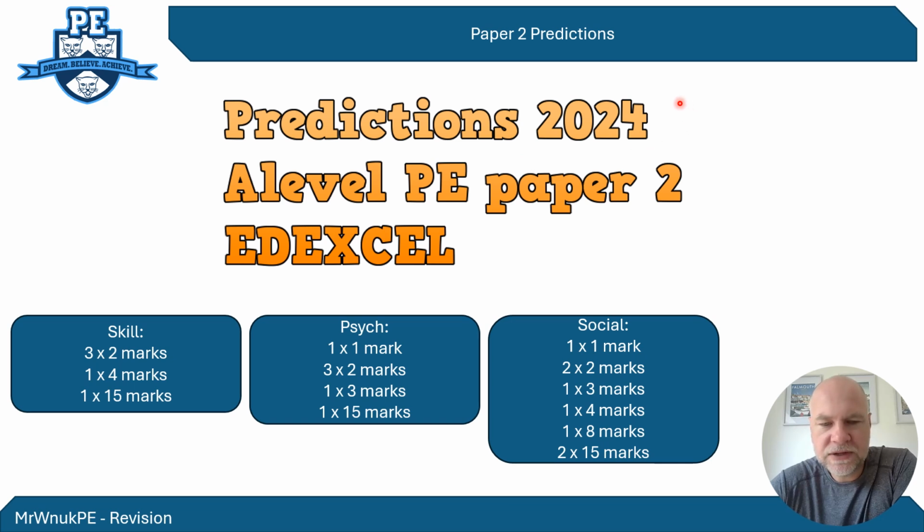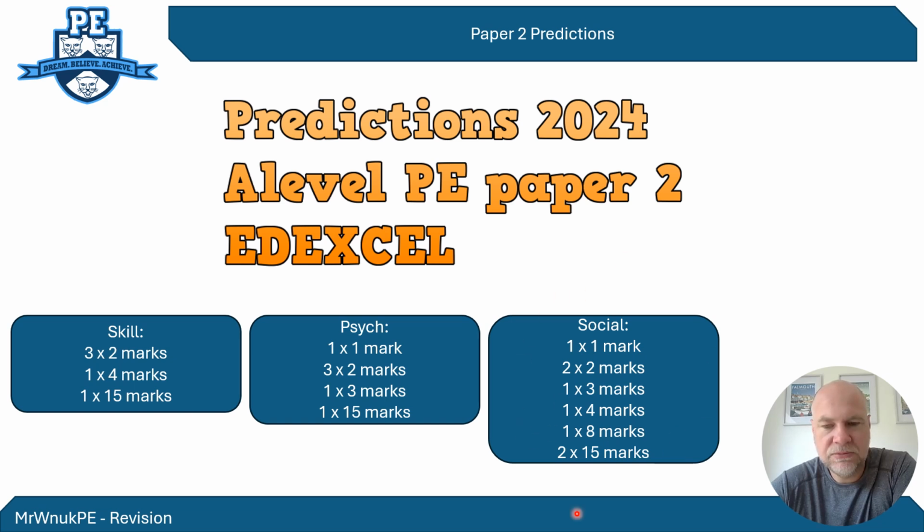So firstly, you want to look at the paper, which is broken into essentially three sections. The skill and the psychology is one section, broken into two parts, and then the social is the second section. The skill follows a format where you have a series of short answer questions followed by a 15 marker, and same for the psychology paper. Whereas the social will be a series of shorter answer questions followed by a slightly longer question and then two 15 markers.